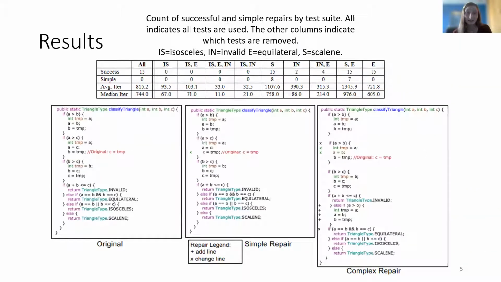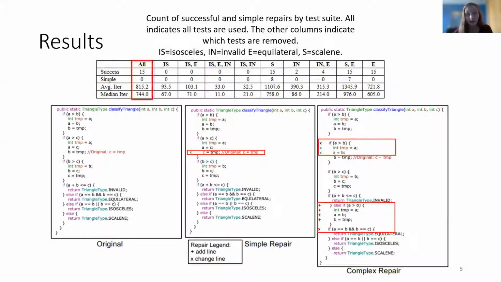To test this idea, we removed different sets of test cases and got a repair 15 times each and looked at the number of successful and simple repairs. Here, I have the well-studied triangle classification program with a fault added. The simple repair is just replacing this fault with the original code, while an example of a complex repair may be adding and changing extra code.